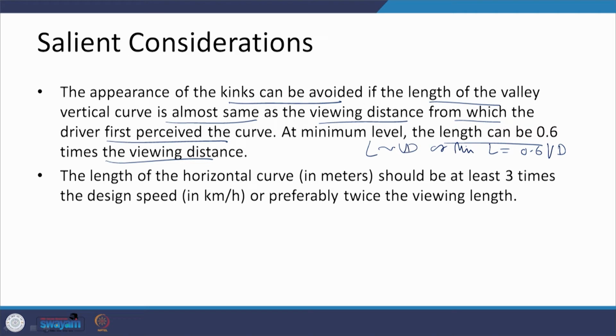Whereas, in the case of a horizontal curve, the length of the horizontal curve should be at least 3 times the design speed, so this is 3V, or preferably twice the viewing distance. That is the minimum in the case of a horizontal curve. So, these are a few things which have to be taken care of when we have a superimposition of the various types of features, various types of horizontal or vertical alignment conditions in a terrain.